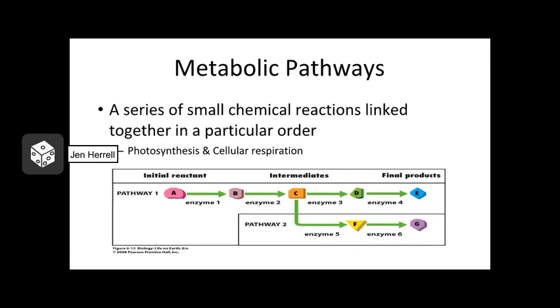Cells organize their hundreds and thousands of chemical reactions into small systems called metabolic pathways. A metabolic pathway is a small set of chemical reactions, all of which are linked together. For instance, in this example, we have reactant A, and it's going to be changed into reactant B through one reaction. Then in a second reaction, it'll be changed into C, D, and finally E. At this point, from C, we could also go into another pathway and make F and G if that's what the cell requires. Examples of metabolic pathways include photosynthesis and cellular respiration, which we will get into in later chapters.